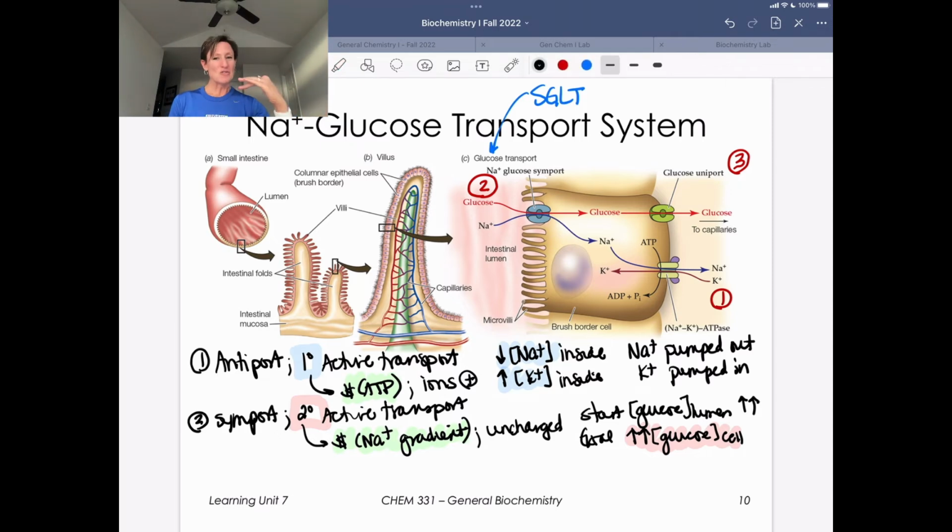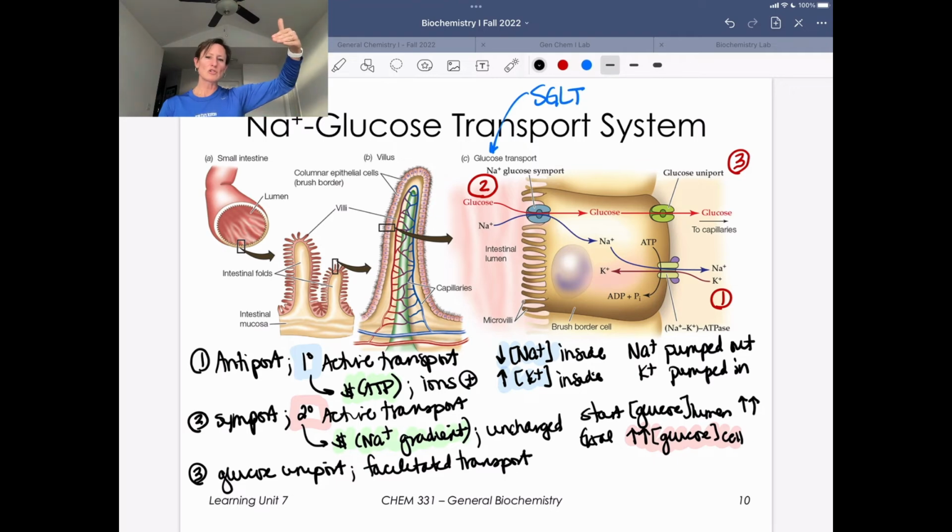All right, moving on to the third piece now. Now we're going to have that glucose uniport. It's moving just one thing, and it is facilitated diffusion. So it's moving glucose from high concentration to low. Again, this is facilitated transport. Basically, we are going to use that high concentration of glucose that's in the cell, and we're going to move it out into the bloodstream.